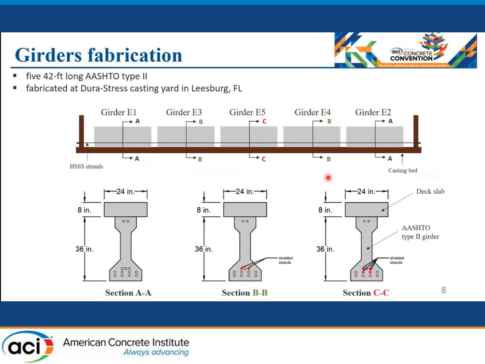Girder fabrication. We fabricated 5 Florida I-Beam Type 2 girders at Dura-Stress casting yard in Leesburg, Florida. All 5 girders were cast in one bed. 2 of them had 11 stainless steel strands, 2 of them had 9 stainless steel strands, and 1 of them had 7 stainless steel strands. So the only design variable in our study was the prestressing reinforcement ratio.